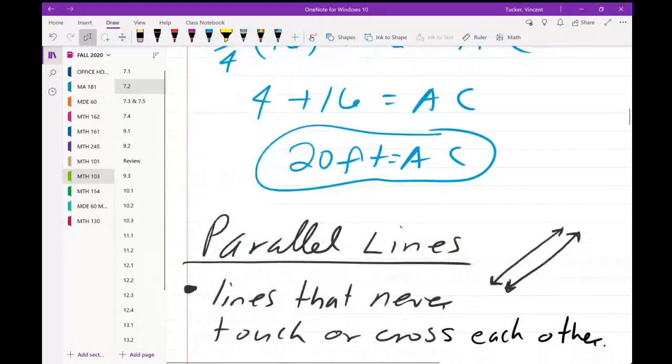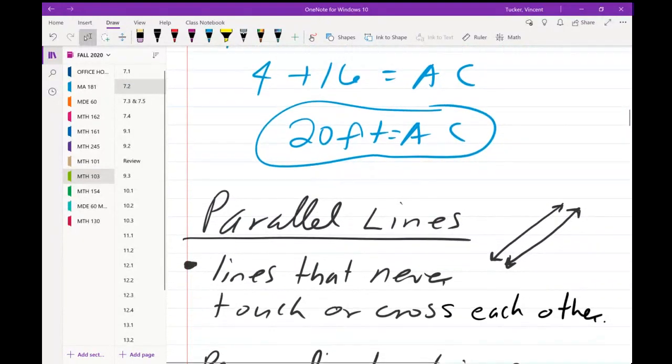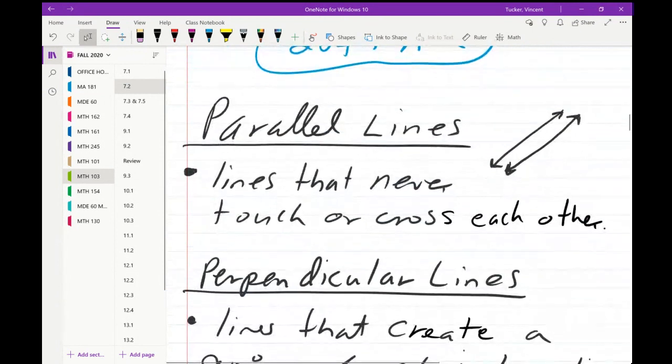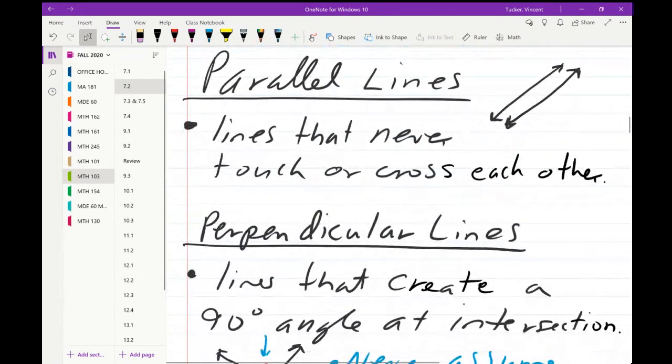Okay, scroll up. All right. Parallel lines are lines that never cross or never touch each other because they have the same incline, same slope, same slant. Perpendicular lines are lines that create a 90-degree angle at intersection.